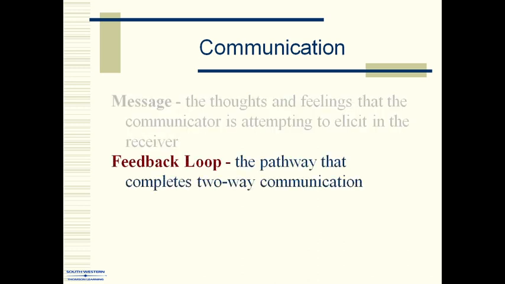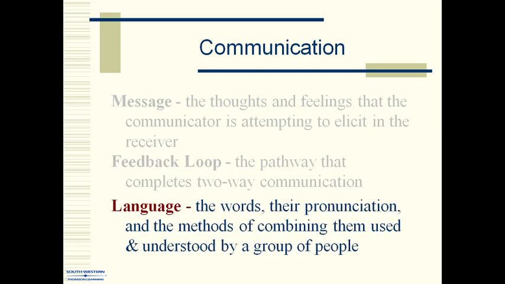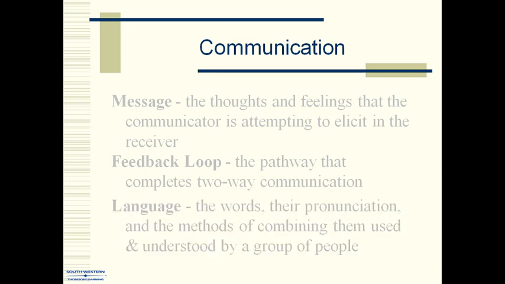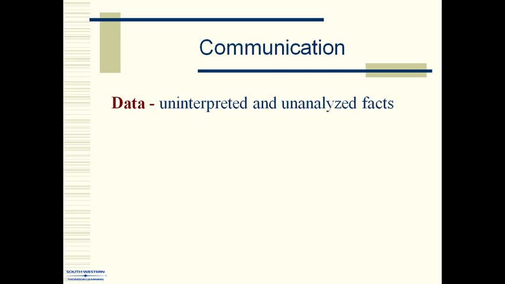This is the message. And what is the feedback loop? The pathway that completes two-way communication. Two-way communication means the speaker should speak, the receiver should receive, and the receiver should confirm that he received the message. This we call the feedback loop. And language: what is language? The words, the pronunciation and the methods of combining them, used and understood by a group of people, that we call language. These are the things we have seen more about communication.